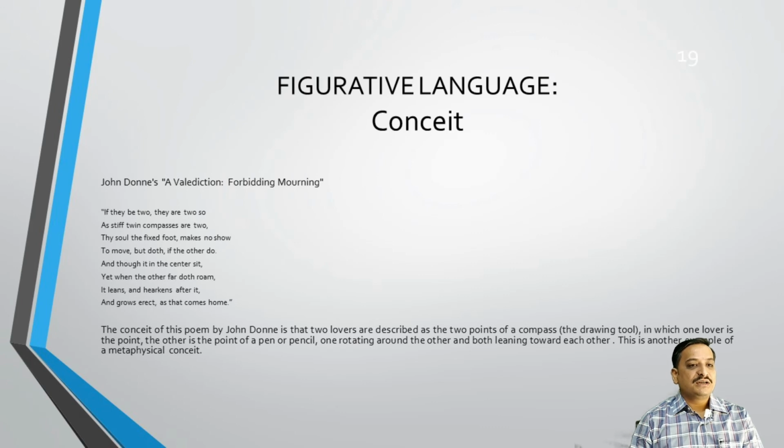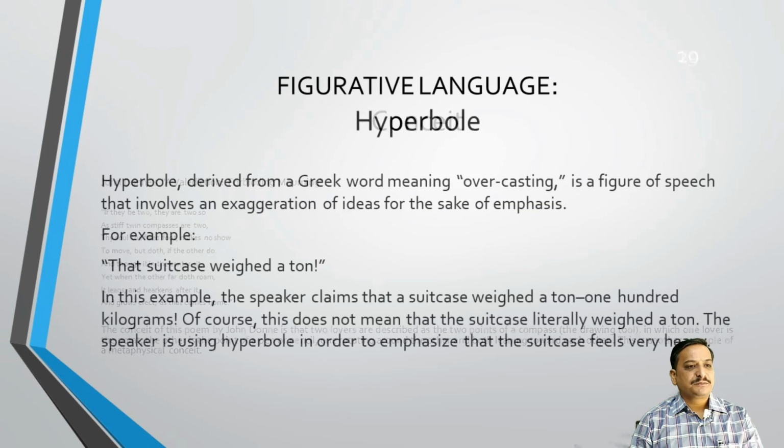Here, in this particular example, the conceit used by John Donne is that two lovers are described as the two points of a compass, the drawing tool, in which one lover is the fixed point, the other is the point of a pen or a pencil, one rotating around and both leaning towards each other. This is a classic example of a metaphysical conceit.